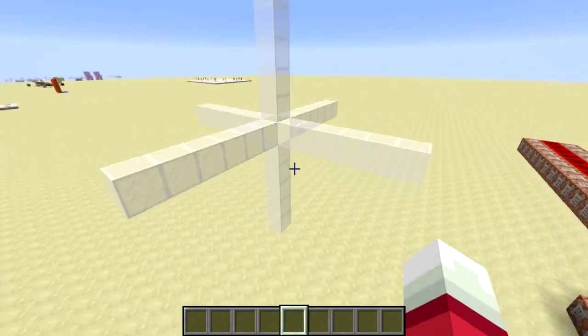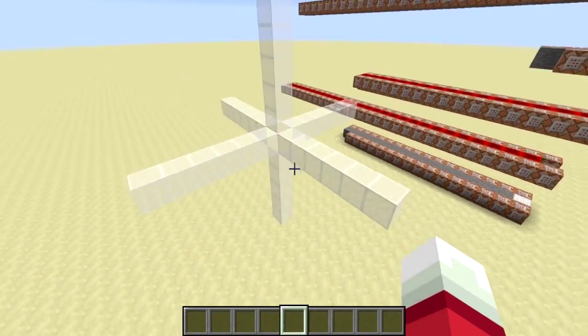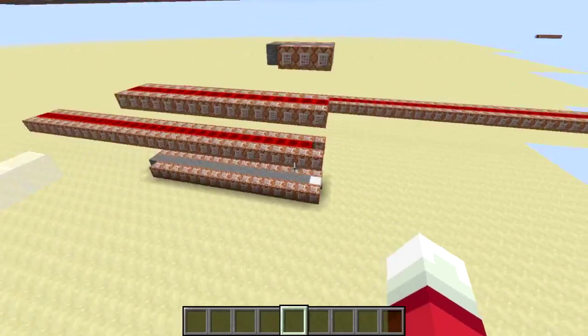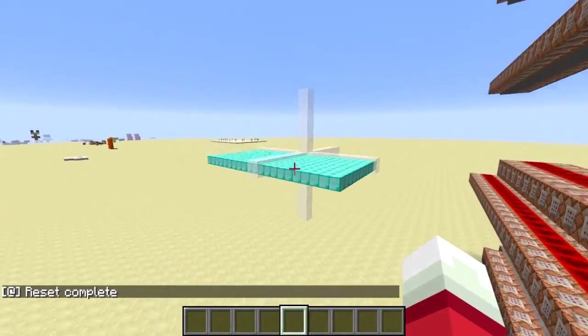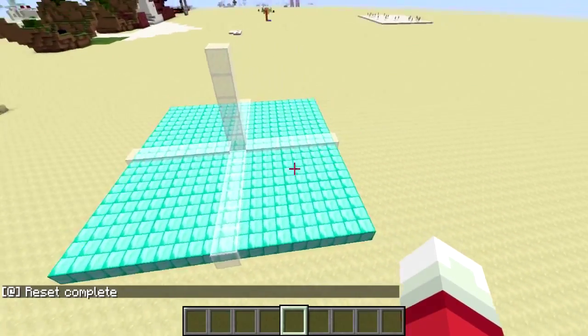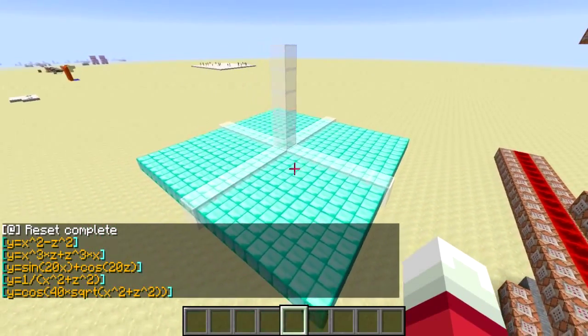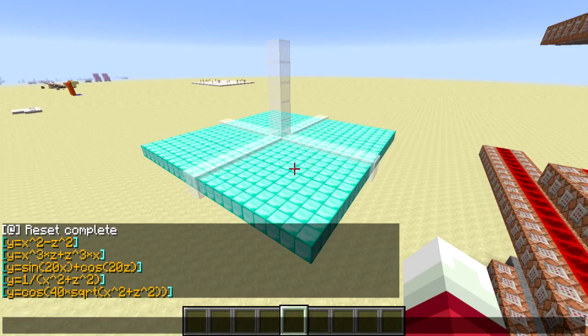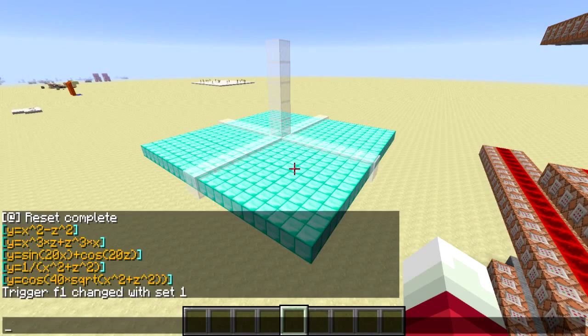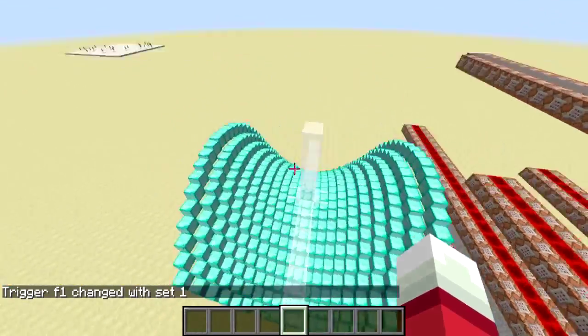Welcome back, Sethbling here. And I've got a set of 3 axes here. I'm going to use them to do some 3D graphing. So let's go ahead and press the reset button here. It'll reset the plane, and then it'll tell me a list of 5 equations that it knows how to draw. So let's start with the first one, y equals x squared minus z squared, and I'll just click on it. And there we go.